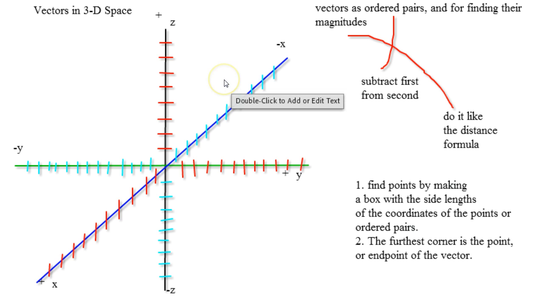Now that we've got that down, you're going to find the points of the vector by making a box with the side lengths of the coordinates of the points or ordered pairs. So let's start out by graphing (2, 5, -3). For this, the first number is the x coordinate, the next is the y, and the next is the z.